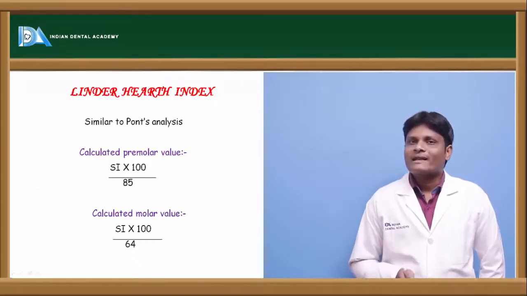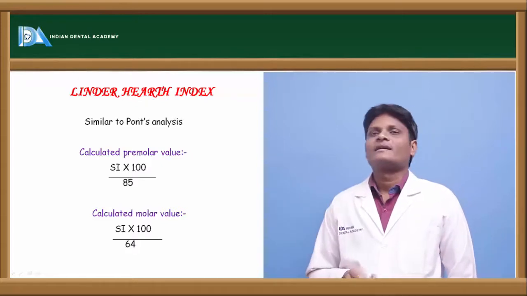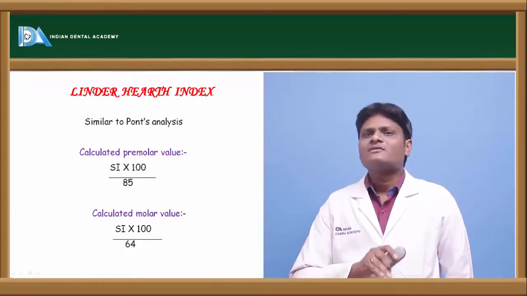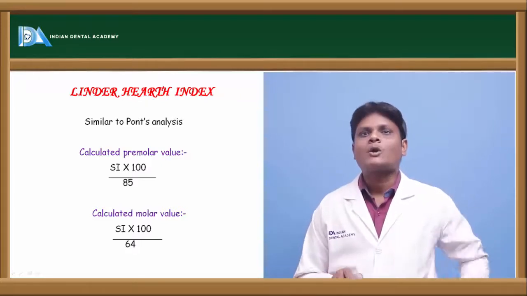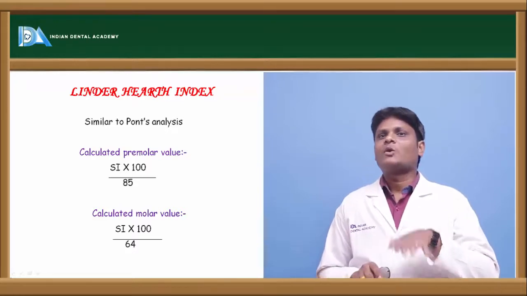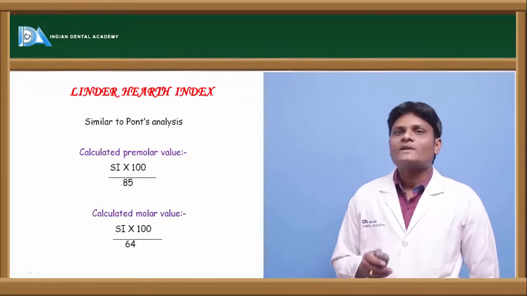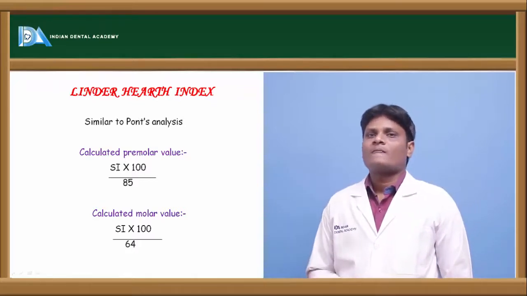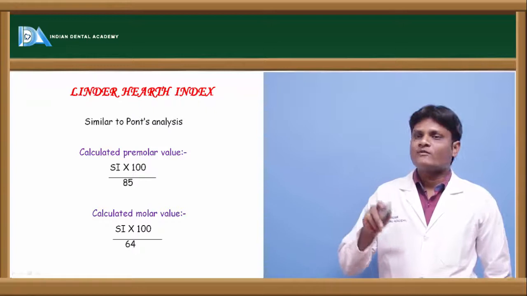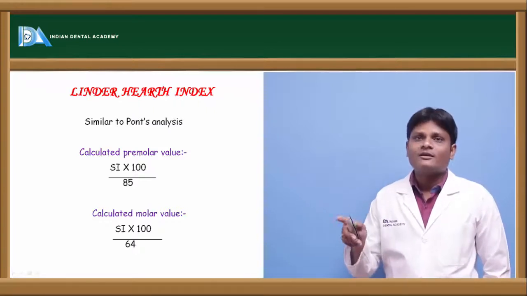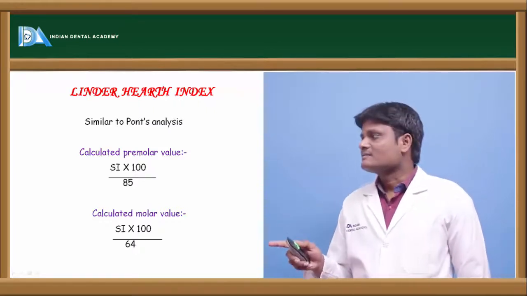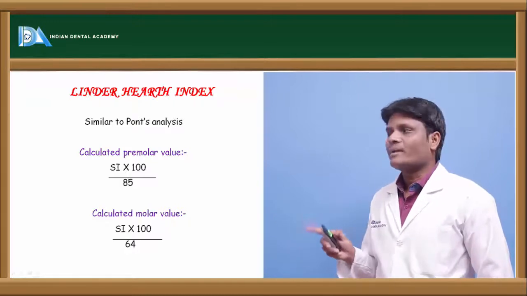The next important analysis is the Linderhirth index. This analysis is the same as Pond's analysis, but the only difference is the formula for the width of the arch in the premolar region. In Pond's analysis, it is the sum of the incisors into 100 by 80, whereas in Linderhirth's analysis, it is the sum of the incisors into 100 by 85.